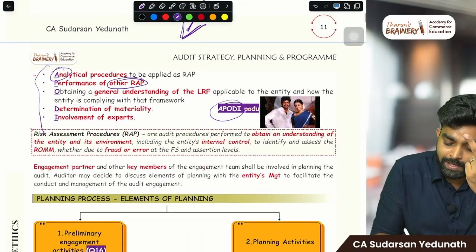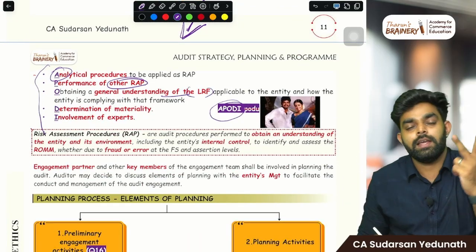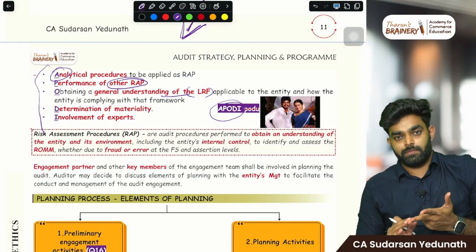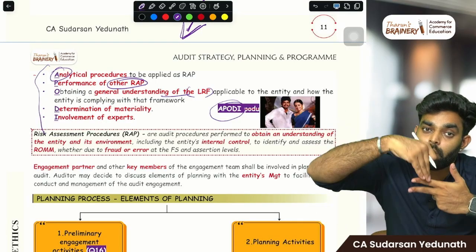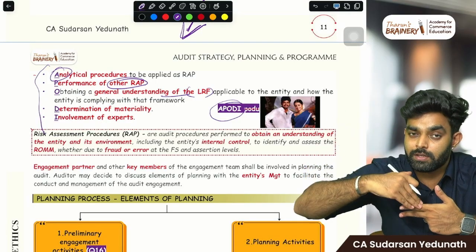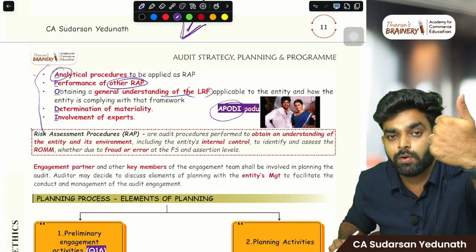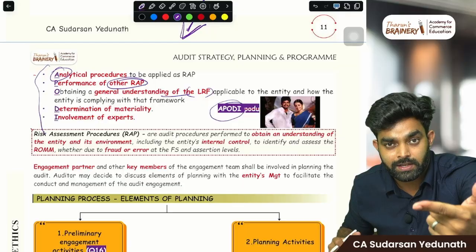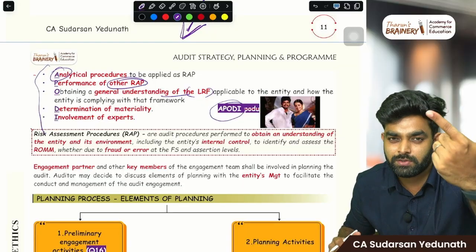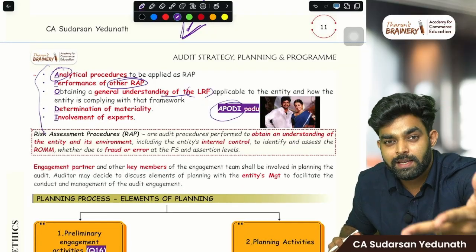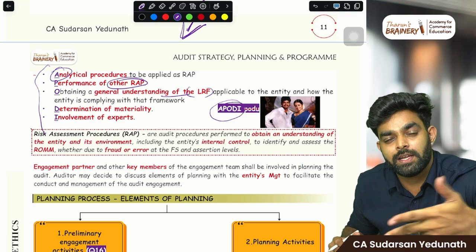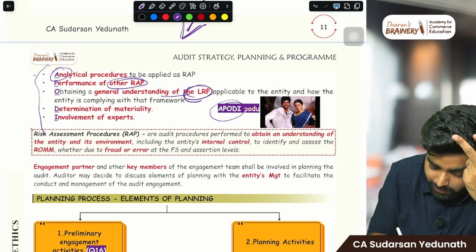Obtaining a general understanding of the legal and regulatory framework of the entity. When you are planning, you need to know all of this. You need to consider all this. When you are creating a plan, consider all of this. What are the analytical procedures you are going to use? What are the other risk assessment procedures you are going to use? What is the legal and regulatory framework? Obtain an understanding of the legal and regulatory framework of the entity.